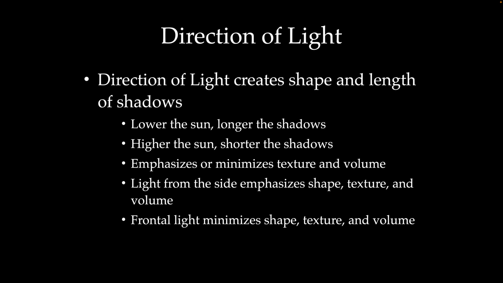We can use this direction of light to emphasize or minimize texture and volume, right? So if the light comes from the side, we're really going to show off that there's sort of this volume, texture, and shape, that this element is taking up space and is a three-dimensional object. But if we use frontal lighting, which is light coming from directly behind the camera, we're going to minimize all of that shape, texture, and volume. We're going to flatten the image out. We're going to make it look much flatter. There's reasons to do both of these, and it's kind of up to you to decide. I would say try out in different scenarios both types of light and see which one you like.